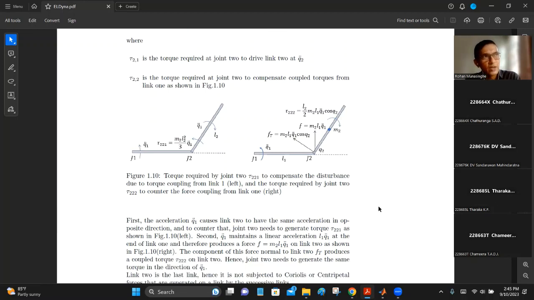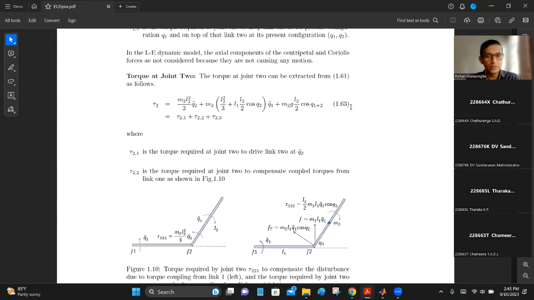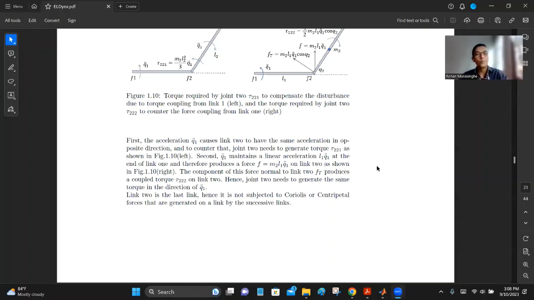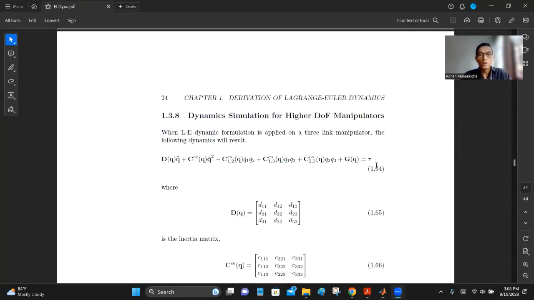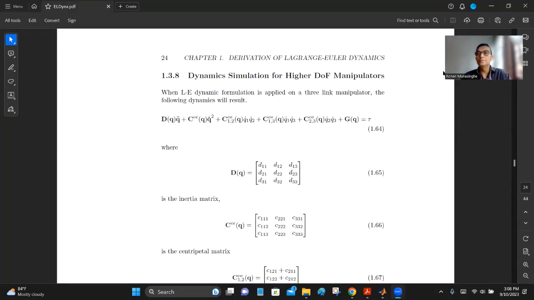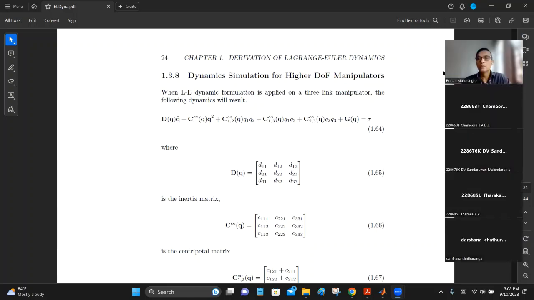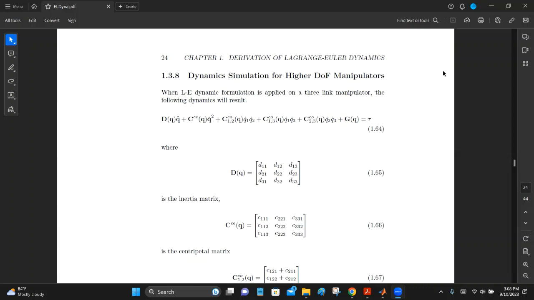Now, if not for Lagrange, we could have done it this way. We draw the diagrams of forces and torques and all that, and we can combine them together and assemble this equation. We could have done it, right? Now we can carry on with the rest.